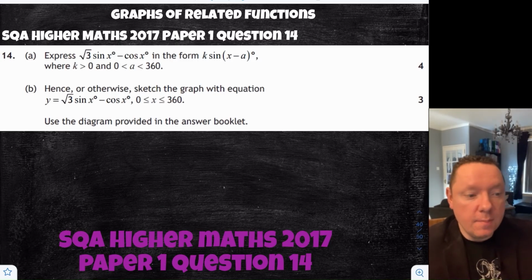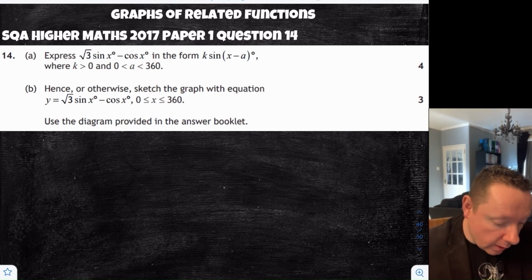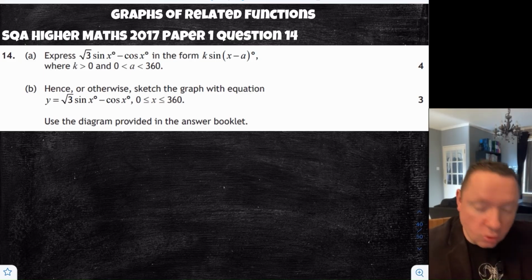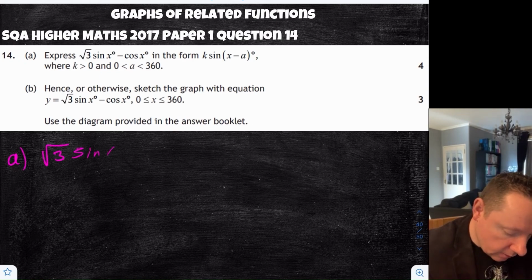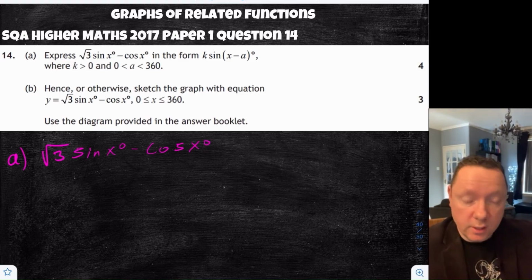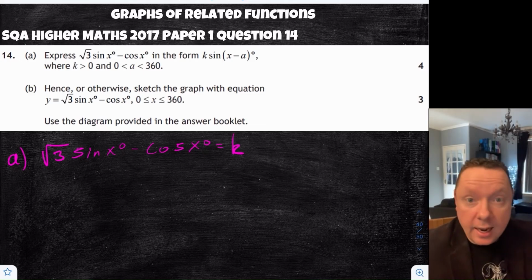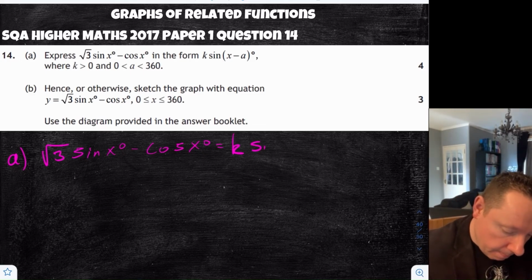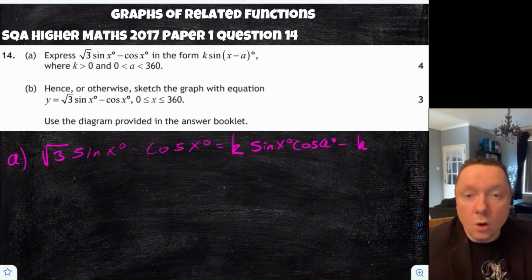With the functions, SQA Higher Maths 2017, paper 1, question 14. First part was a trig question, and then it moved on to having to draw a graph. So for part A, using our knowledge of trig, we have got root 3 sine x minus cos x. And we have to write it in the form k sine of x minus a. So we expand that using the formula sheet. That's k sine x cos a minus k cos x sine a.